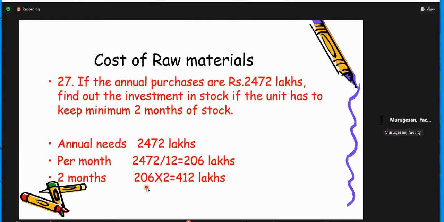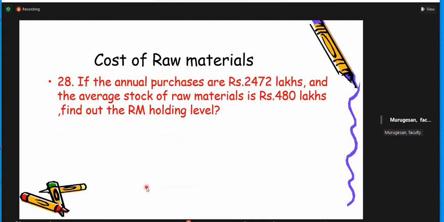Very easy. Now it will change. The same formula will not be there, so depending on the question, you have to adjust the formula. His question is, sir, how to remember all these formulas? It will come by practice. Now in question 28, you see, it is different. The annual purchases are the same, 2,472 lakhs, and the average stock of raw material is 480 lakhs. On an average basis, throughout the year, their level of holding is 480 lakhs.